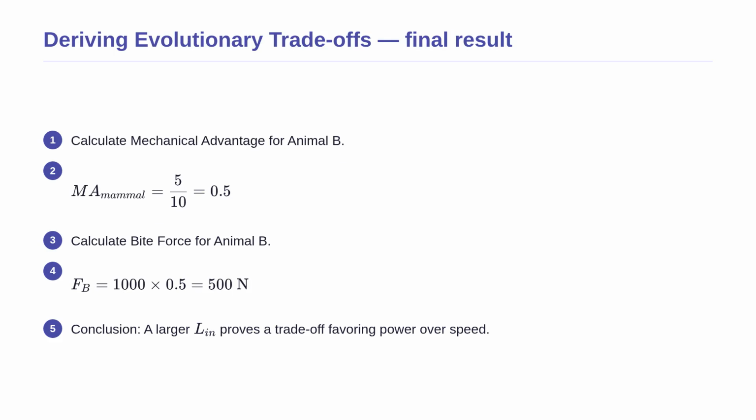Finally, let us look at the mammal to complete our proof. We divide its larger in-lever of 5 centimeters by the same out-lever of 10 centimeters, resulting in a higher mechanical advantage of 0.5. Multiplying this by the 1,000 newtons of muscle force gives a powerful bite force of 500 newtons.